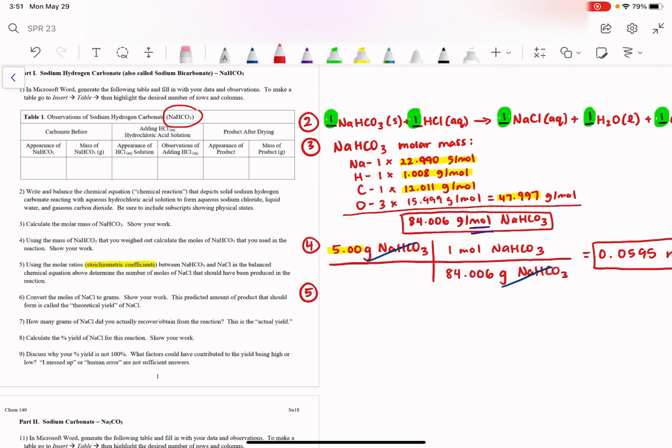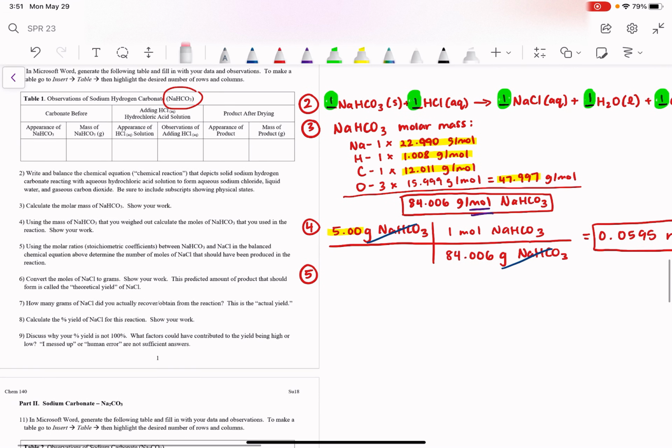Those are your molar ratios, or your mole to mole ratios, or your stoichiometric coefficients. That's all saying the same thing, just some different vocabulary. But what we want to do is use the molar ratios between this and NaCl in the balanced equation to determine the number of moles of NaCl.